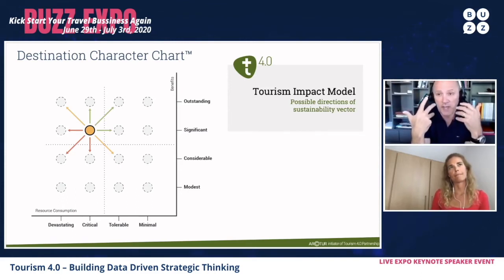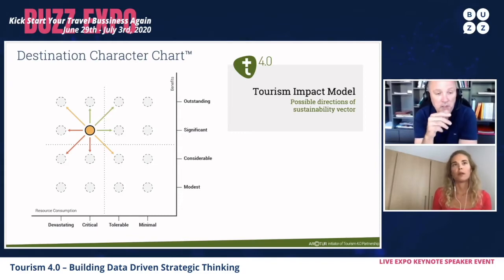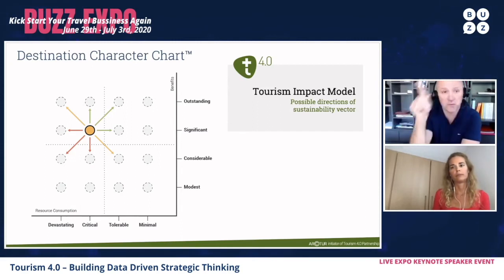So to get as much as possible from tourism without devastating or using up critical masses of resource consumption. So where to move, where to go next, where will we be in one or two years from now? You have all sorts of combinations. Some of them, you see these three arrows, three vectors. It means moving in this direction is good.